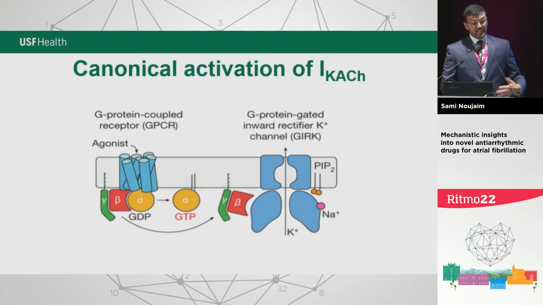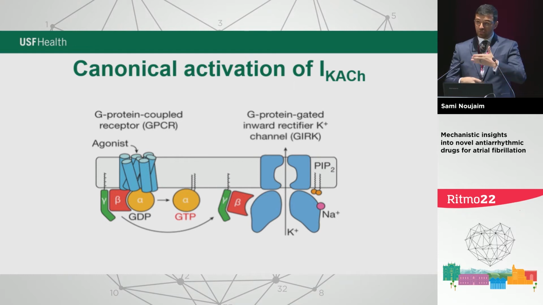This is a cartoon of the canonical way of IKACH activation during normal electrophysiology, where acetylcholine binds the M2 receptor at the surface of the atrial myocyte, and the M2 receptor is a GI protein-coupled receptor, which leads to the activation of the G protein, whereby the alpha and the beta-gamma subunit of GI separate, and the beta-gamma subunit directly interacts with the intracellular domain of the channel, leading to the channel activation and to the flow of potassium through the channel. So this is the canonical way of IKACH activation.